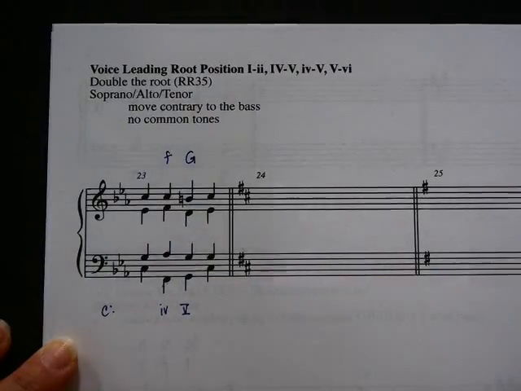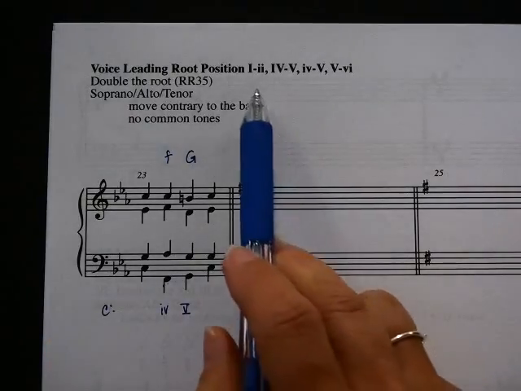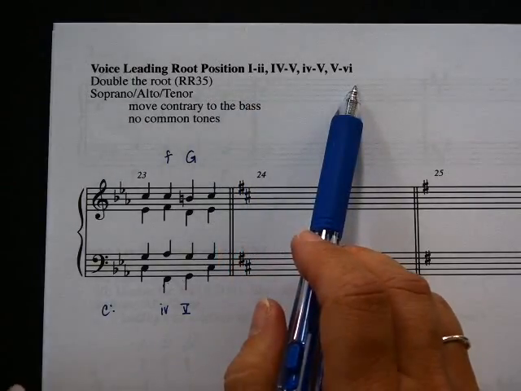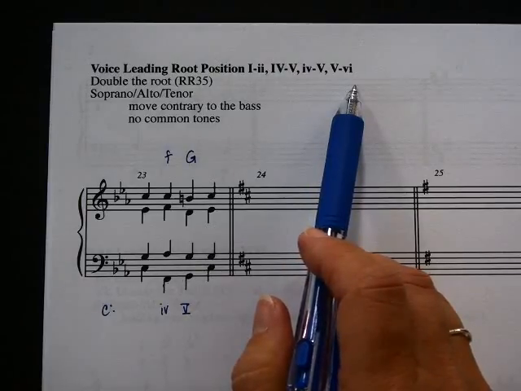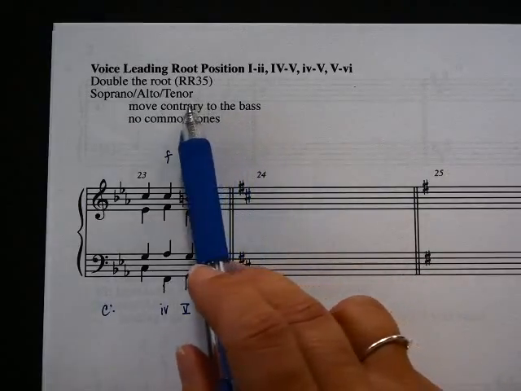when you are writing root movement by step, because there are no common tones, it will be very easy to create parallel fifths or parallel octaves. You have to be very attentive to have contrary motion in the soprano, alto, tenor in comparison to the bass.